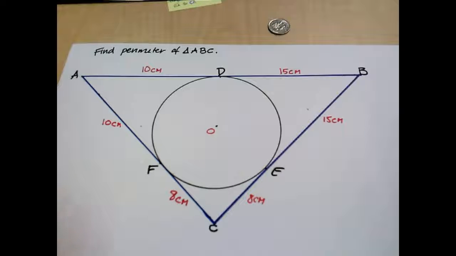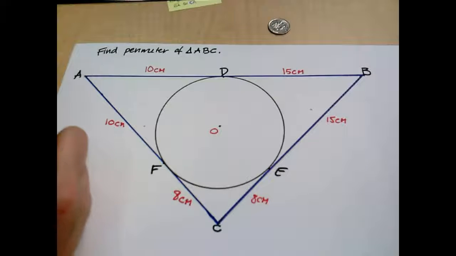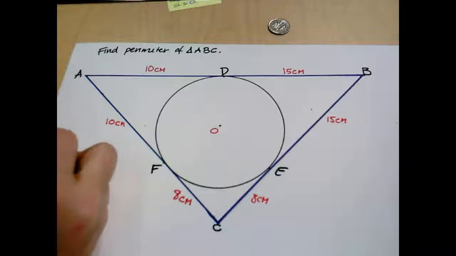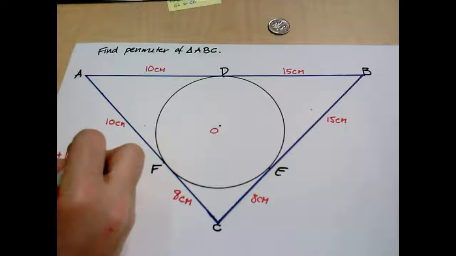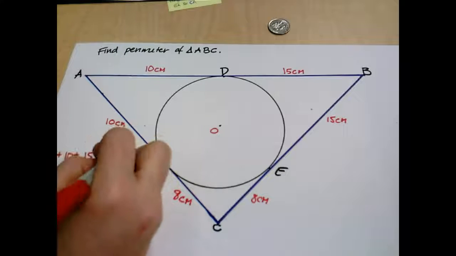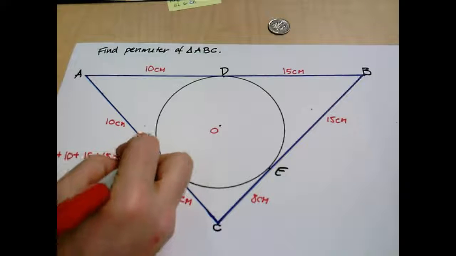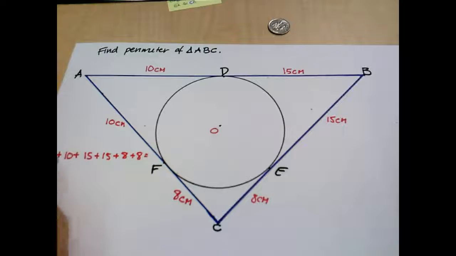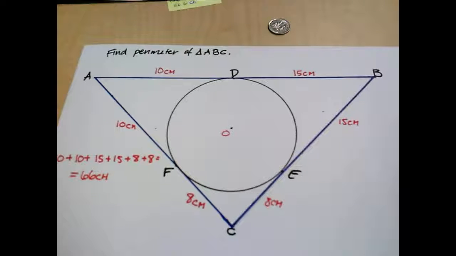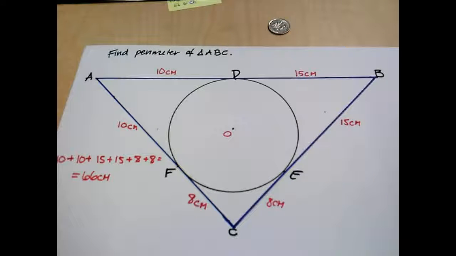Now we can use that incredibly complicated segment addition postulate to know that we can take segments and add them together in order to get a perimeter. So 10 plus 10 plus 15 plus 15 plus 8 plus 8. And when we add them all together, we should get a grand total of 66 centimeters for the perimeter. Like I said, some difficult math work there, right?